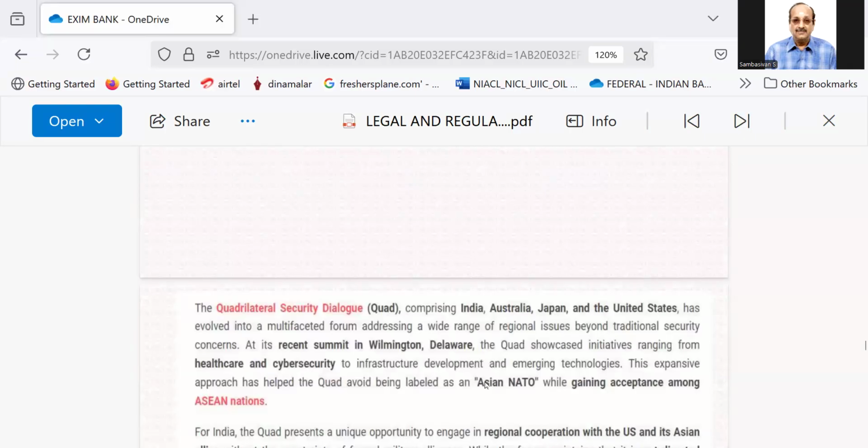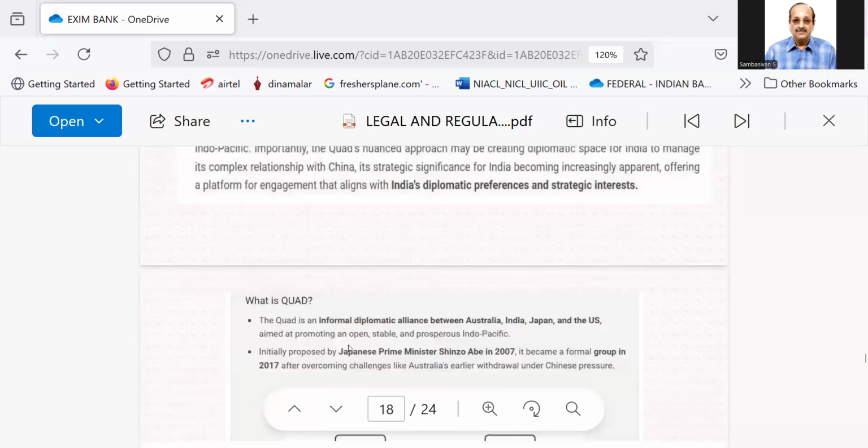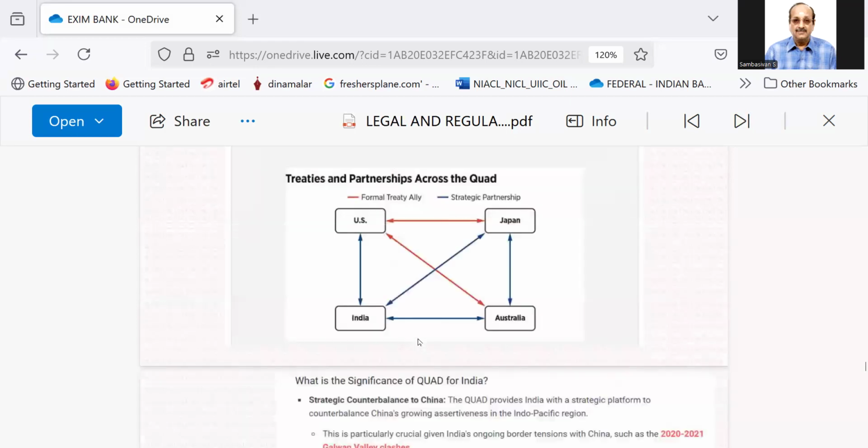Then there is a mention about Quad, the Quadrilateral Security Dialogue, comprising India, Australia, Japan, and United States. Please go through this also. This is coming on page number 16.